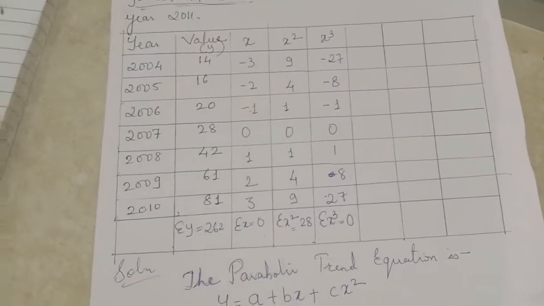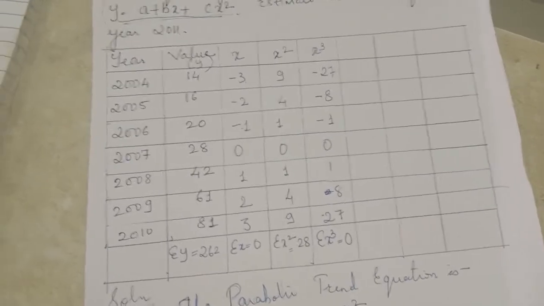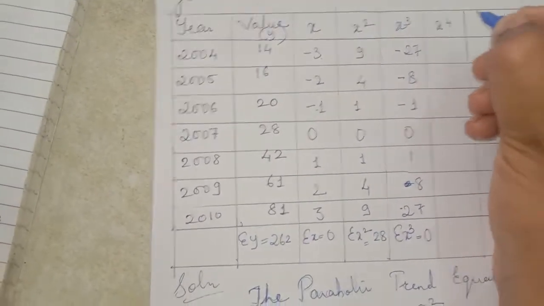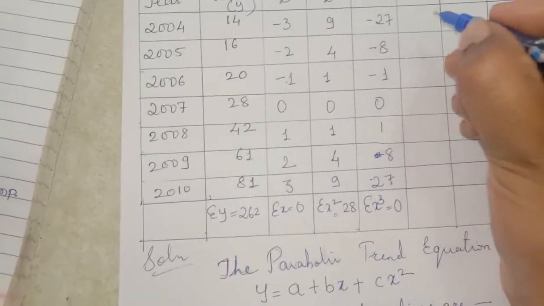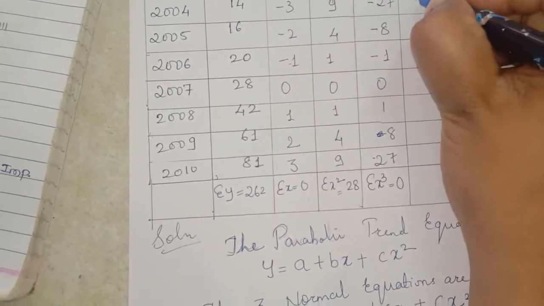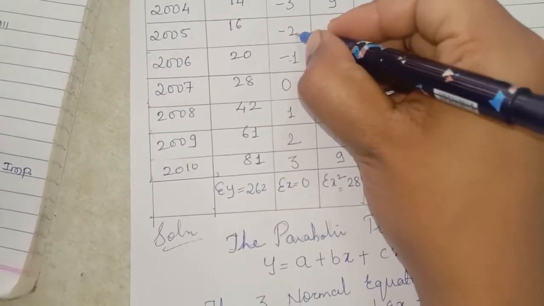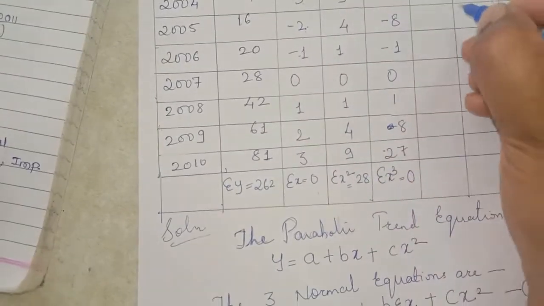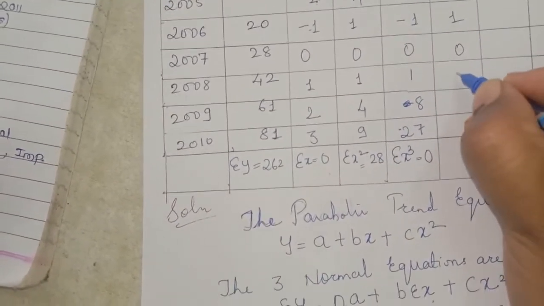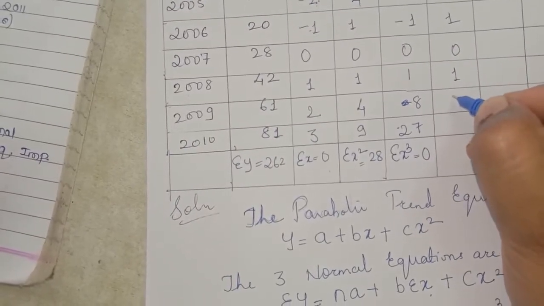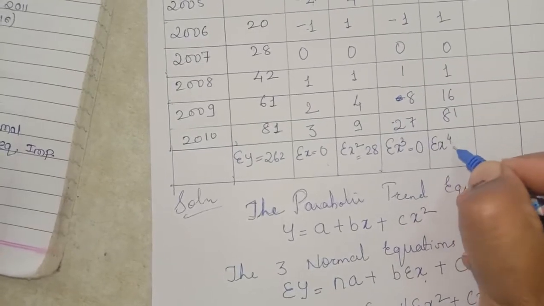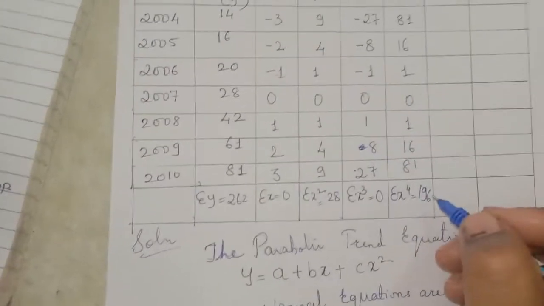Then x raised to 4. 3 3s are 9, 9 3s are 27, 27 3s are 81. 2 2s are 4, 4 2s are 8, 8 2s are 16. Here 1, 0, 1, 16, 81. So summation x raised to 4 is 196, the total of this column.